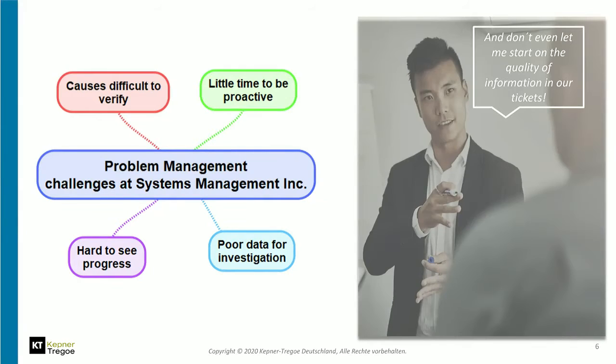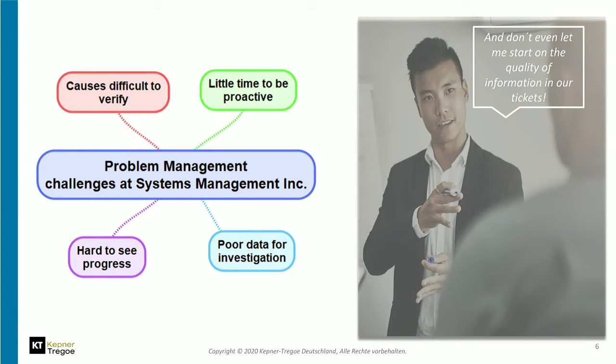All right, so the mock case plays in a company called Systems Management. And these are some of the challenges the problem management team faces. One challenge is that causes are difficult to verify. Sometimes causes are rather assumed than really verified. They also complained that they have too little time to be proactive. Quite often, critical data is already gone before they even start working.